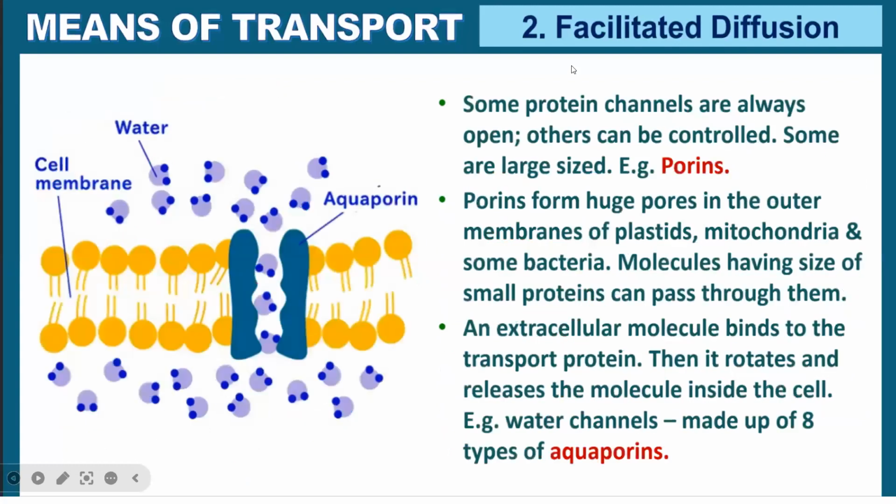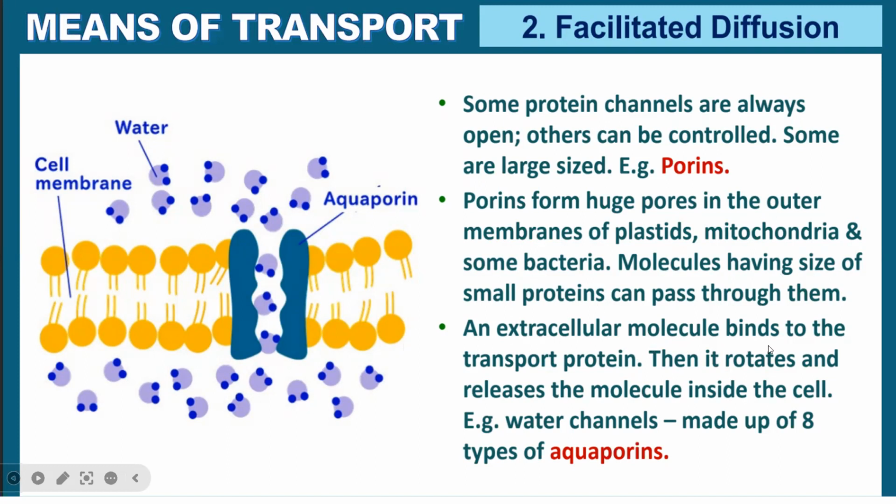Next is facilitated diffusion. Some protein channels are always open, others can be controlled. Some are large size, example, porins. Okay. Porins have huge pores within the outer membrane of plastids, mitochondria, and in some bacteria. They are found in mitochondria, plastids. What are plastids? Chloroplast, leucoplast, chromoplast. Molecules having size smaller than this can pass through them. Only molecules with smaller size can pass through them.